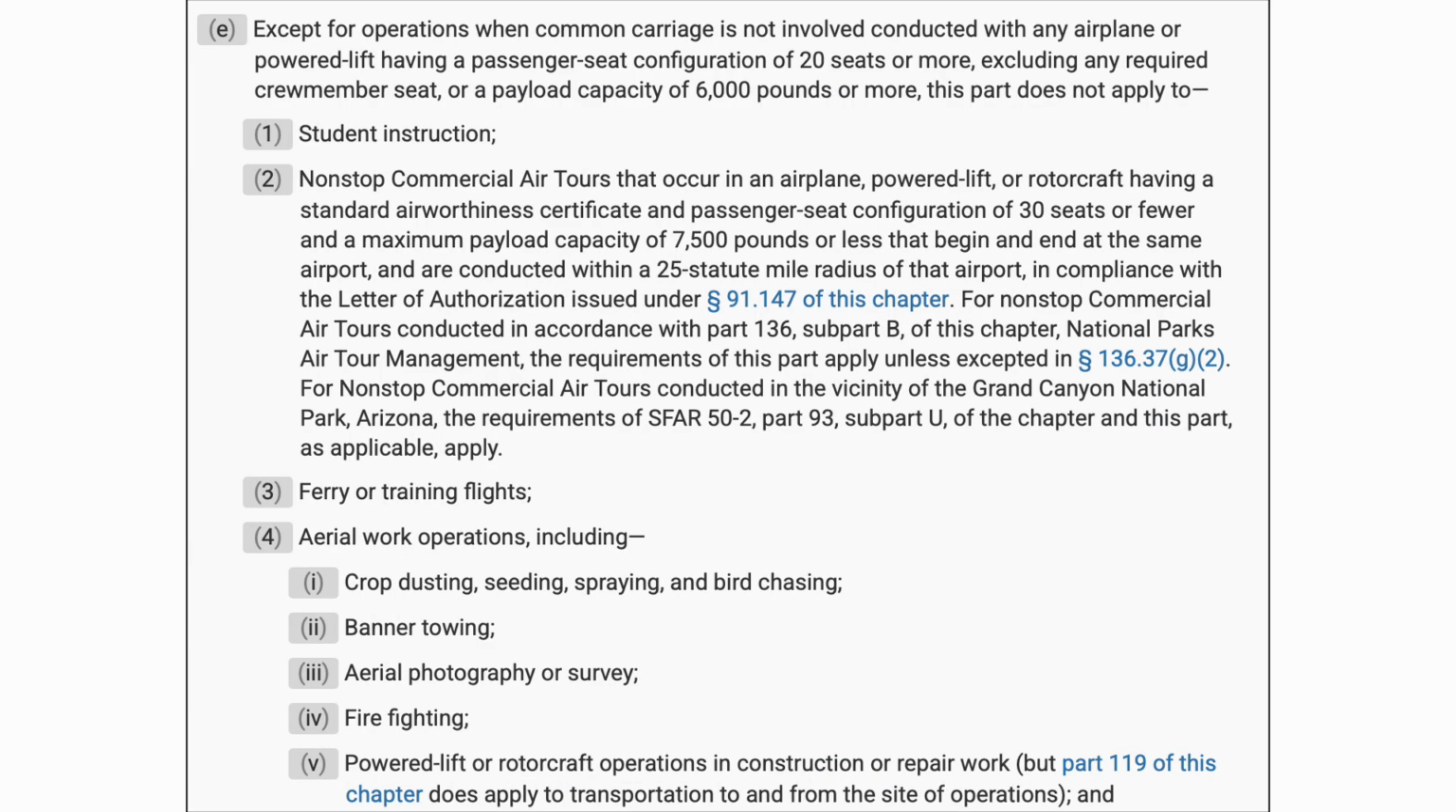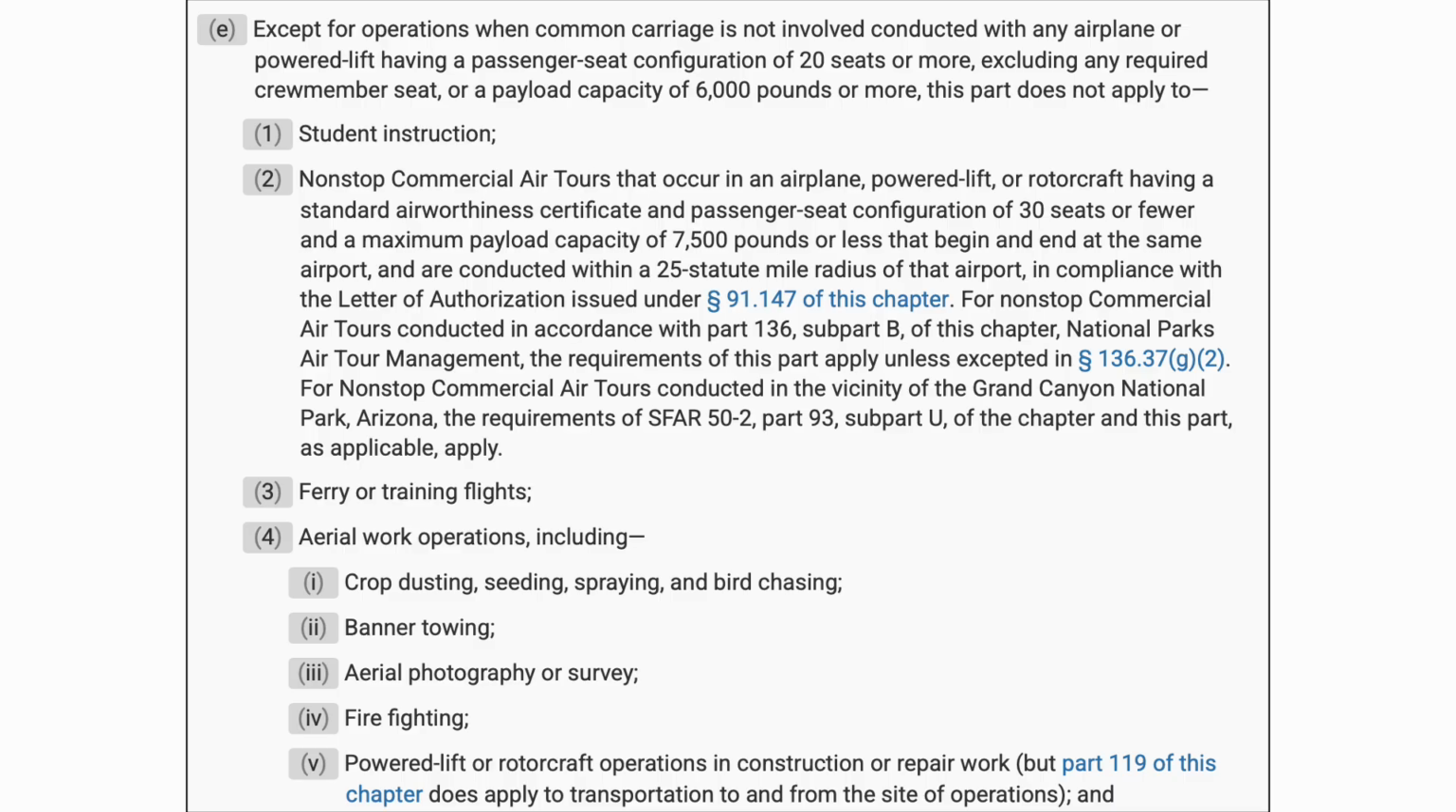The critical exemptions under 14 CFR 119.1(e) define specific operations that do not require commercial operator certification, even when conducted for compensation. These exemptions are crucial for commercial pilots because they represent areas where pilot services can be legally provided without triggering the 119 requirements.